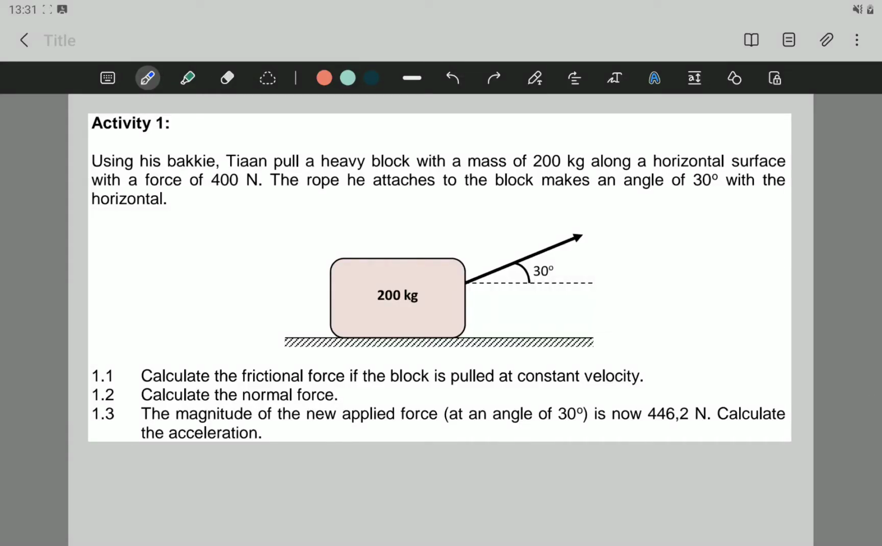Hello children, today we are going to be making a video on Newton's law. So we're going to learn how to approach a Newton's law question, okay? So let's use this question as an example.